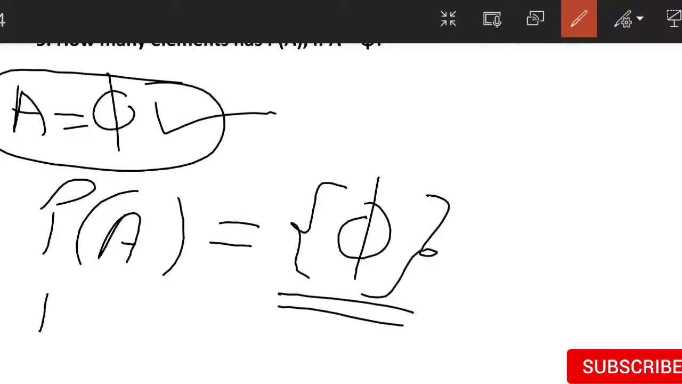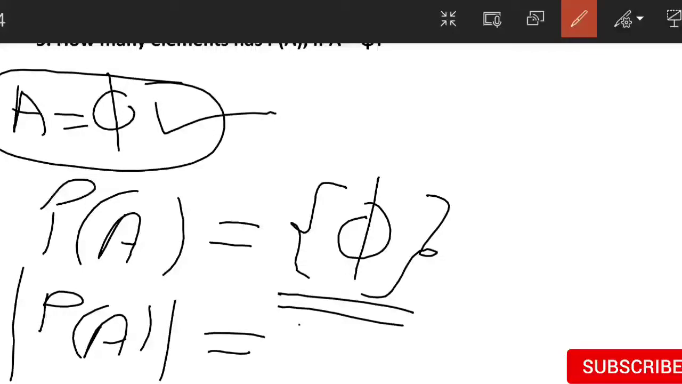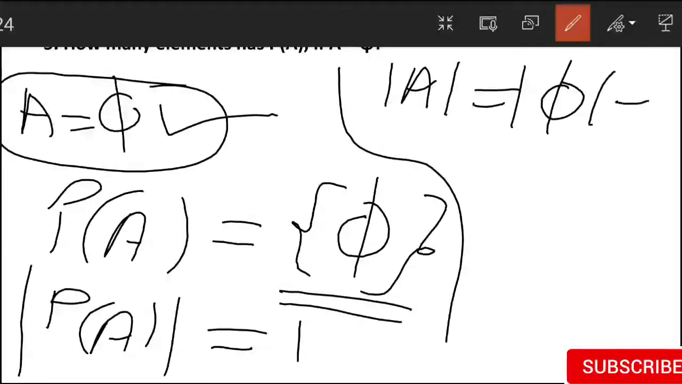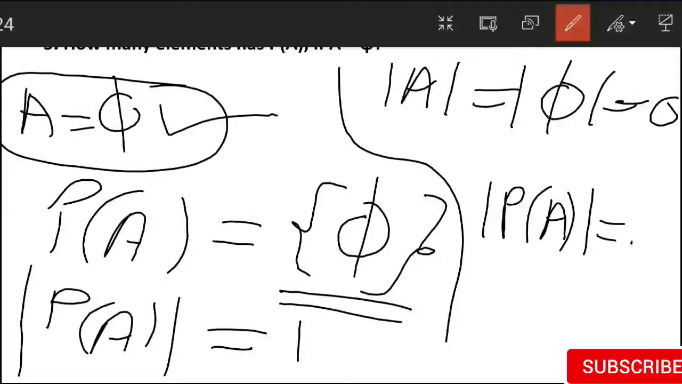So total elements in power set A, that is denoted by this symbol, that is called the cardinality of power set, which is nothing but 1. And if you know the formula of finding cardinality of power set, it is simply cardinality of set A. Here the set A is our empty set. The cardinality, that is total elements contained in phi, is 0, and the cardinality of power set A, formula is 2 raised to power n. N is nothing but the number of elements contained in set A.